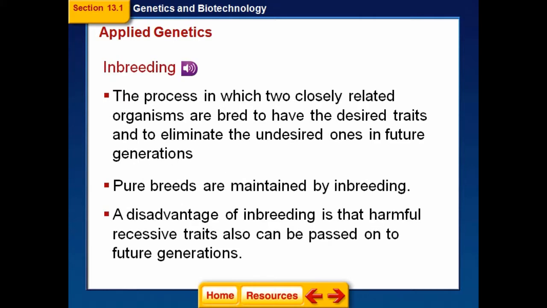Inbreeding. This is a process in which two closely related organisms are bred to have desired traits and to eliminate the undesired ones in future generations. Purebreds are maintained by inbreeding. Now, there's a major disadvantage to inbreeding because it's harmful when recessive traits are passed on to future generations. Because of inbreeding, it's more likely that an organism would get two recessive traits if that type of disease works in a family history.